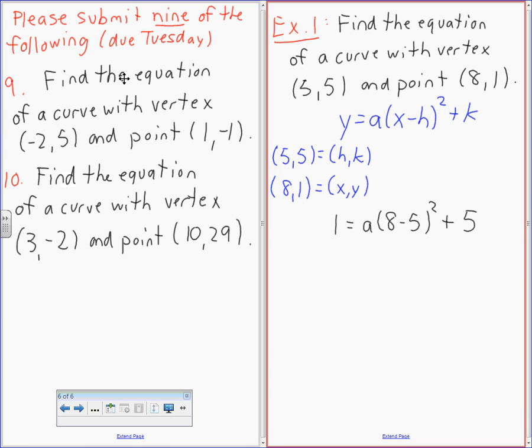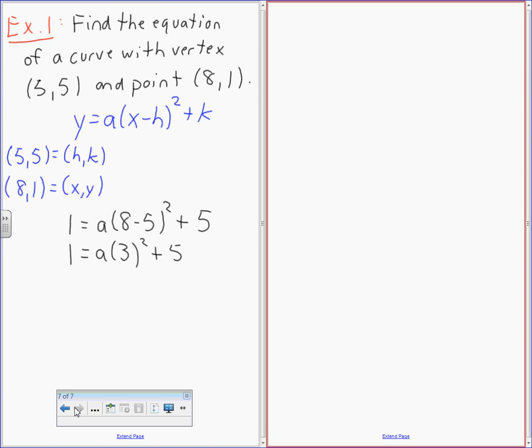What's 8 minus 5, please? 3. Are you done scribbling this line? What is 3 squared, please? 9. So we're going to say 1 equals 9a plus 5. I hope you guys are seeing why we did so much algebra at the end of the year, because this whole course is algebra.